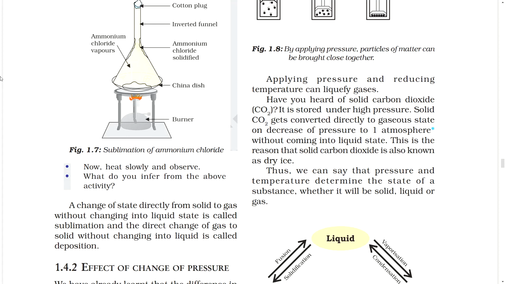Have you heard of solid carbon dioxide, CO2? It is stored under high pressure. Solid CO2 gets converted directly to gaseous state on decrease of pressure to 1 atmosphere without coming into liquid state. This is the reason that solid carbon dioxide is also known as dry ice. Thus we can say that pressure and temperature determine the state of the substance, whether it will be solid, liquid or gas.